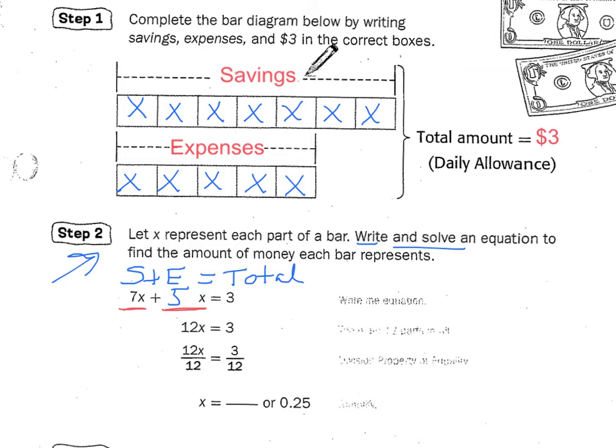So now we go back and we remind ourselves, how do we solve a one-step equation? We need to undo what's happening to x. Right now x is being multiplied by 12. So we're going to undo that by dividing both sides of the equation by 12. 12x divided by 12 is 1x. And 3 divided by 12, or if we just simplify 3/12, we get 1/4, and 1/4 is 0.25. And since we're talking about money, 0.25 is 25 cents.